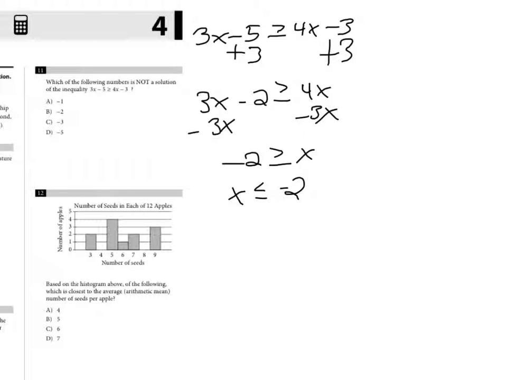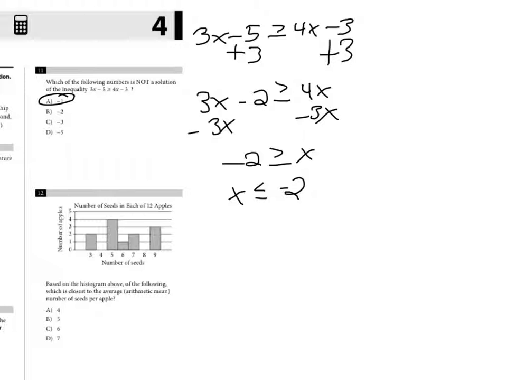In this case, A, negative 1 would work. But what does this mean? x is less than or equal to negative 2. Sure, we solved for x, we did everything. But what does that mean? That means any single x value that is less than or equal to negative 2 works. It makes sense. So let's do that real quick.